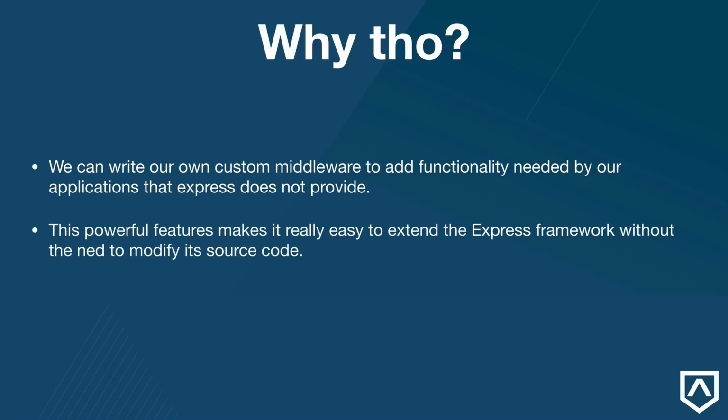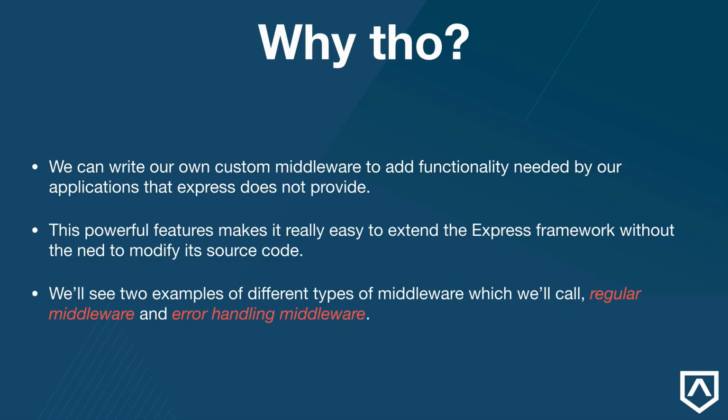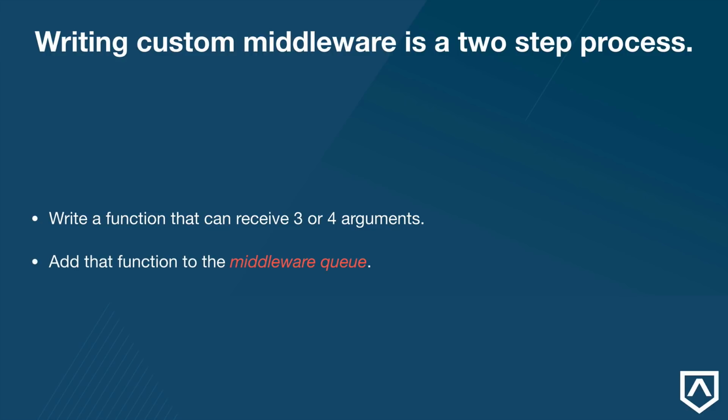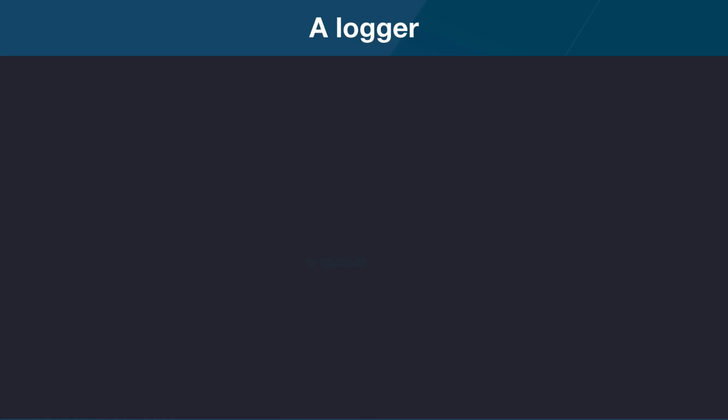So this powerful feature makes it really easy to extend the Express framework without the need to modify its source code. We'll see two examples of two different types of middleware that we're going to call regular middleware and error handling middleware. So writing custom middleware is a two-step process. First and foremost, we just write a function that can receive 3 or 4 arguments: 3 arguments for regular middleware and 4 arguments for error handling middleware. Then we add that function to the middleware queue. It's really that simple.